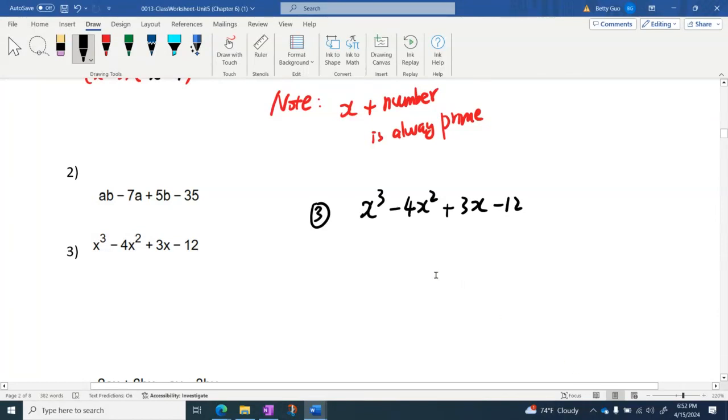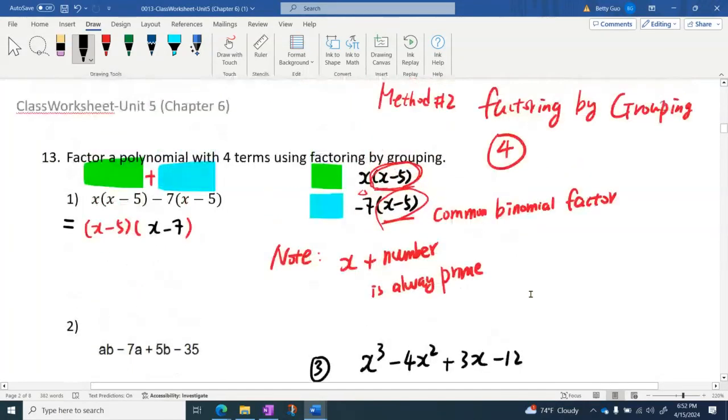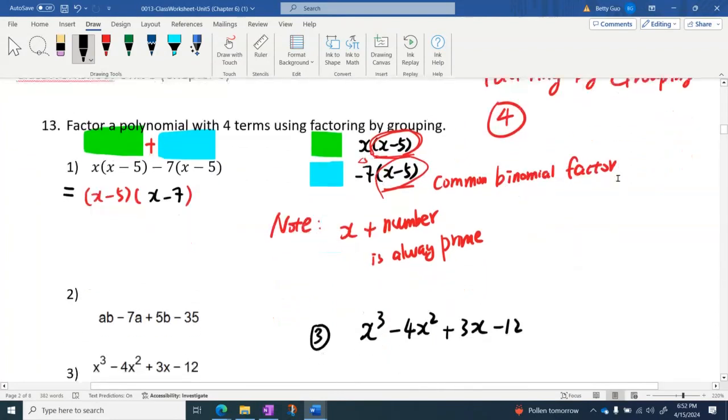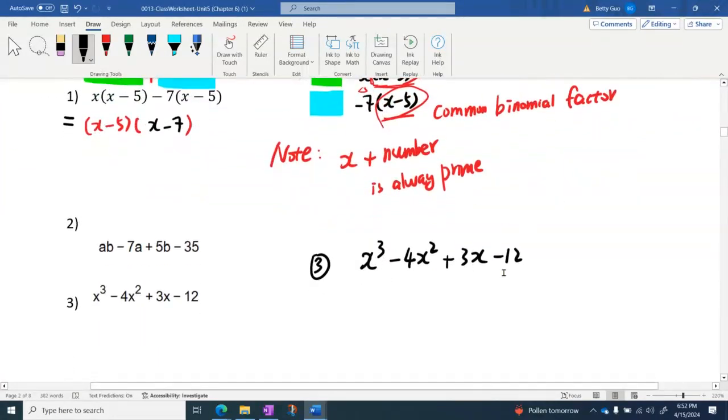Our task here is to factor this polynomial. This polynomial has 1, 2, 3, 4 terms. Well, if you need to factor a polynomial with 4 terms, you need to think about this method. You need to know the name of the method, factoring by grouping. Why do we need to apply factoring by grouping? Because we see 4 terms, a lot.